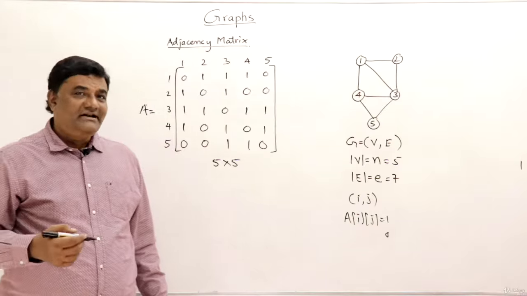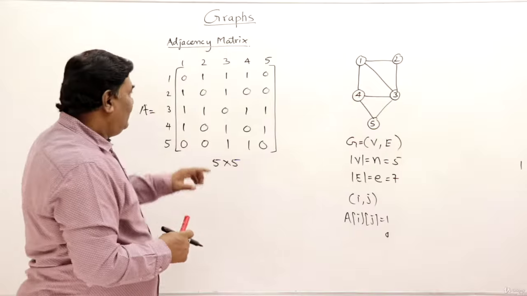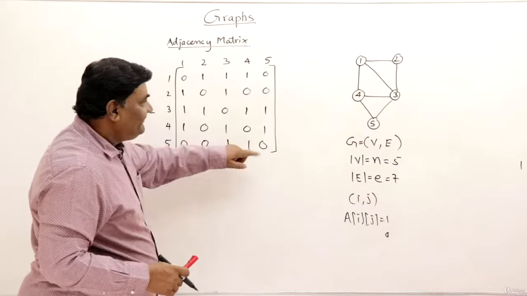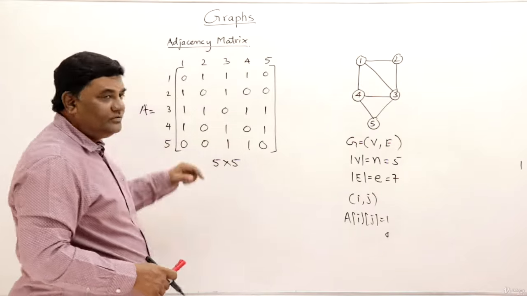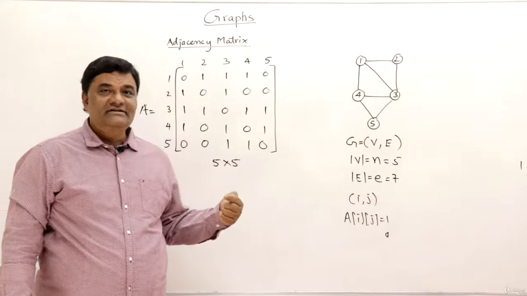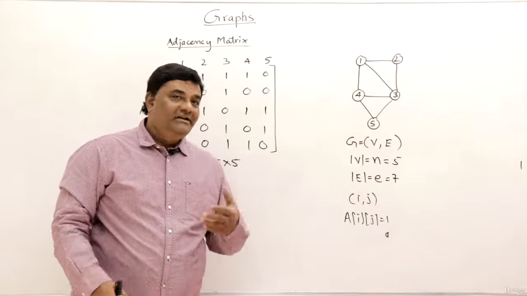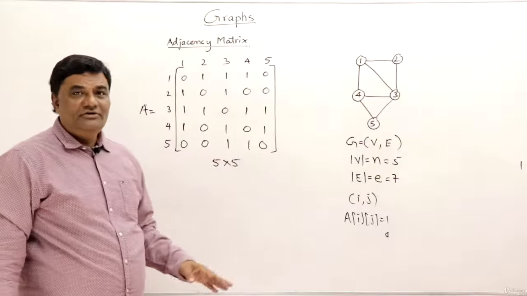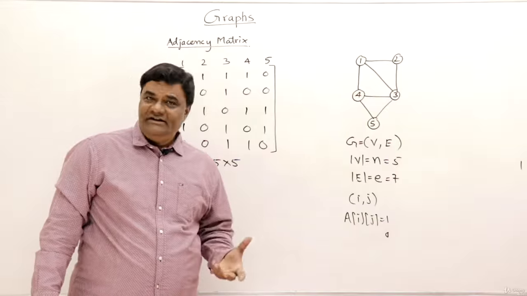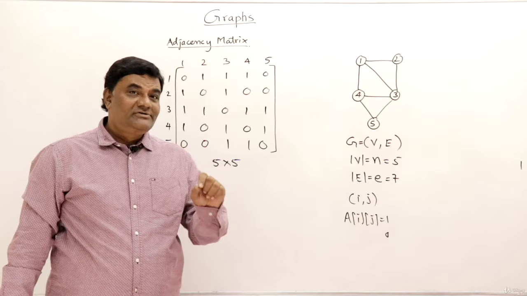You can even mark it as infinity in the absence of an edge. And one more thing, diagonals represent self loops like 1 to 1, 2 to 2. There are no self loops here. Sometimes we put infinity there for self loops. So it depends on your application, depends on your requirement. Either you can put the value as 0 or infinity or any other marker that you want to show the absence of an edge.